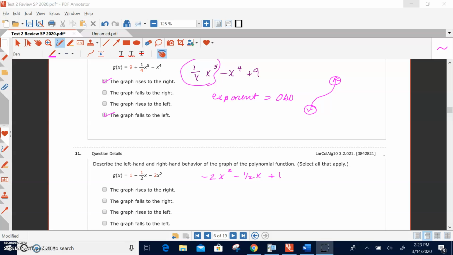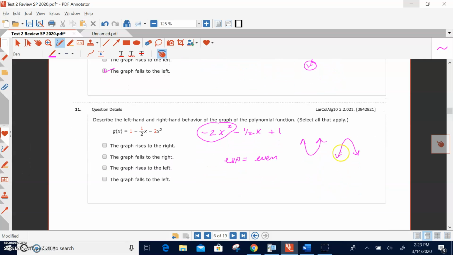We're asked the same thing on question number 11. Describe the left and right hand behavior. It's not in descending powers, so if I rewrite it in descending powers, I'm going to base my end behavior off of this leading term. Since the exponent is even, the ends are going to behave like x squared. But since the coefficient in front is negative, it's going to behave like a flipped over x squared. So the left end goes down, the right end goes down as well. It falls to the right and it falls to the left.